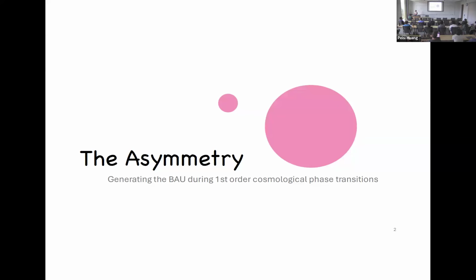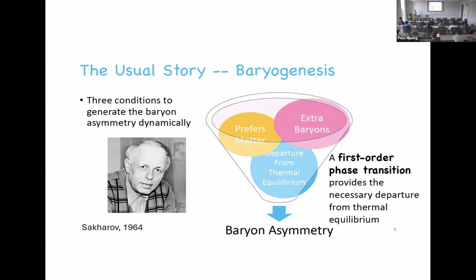One of the major motivations to study phase transition is baryogenesis. Matter-antimatter asymmetry remains one of the greatest puzzles in particle physics, and phase transition provides the right condition to address that. Here is the usual story for baryogenesis. There are three conditions to be fulfilled to generate the baryon asymmetry. The first one is we need the process to generate actual baryons, or baryon number violation. And then we need the process to prefer matter over antimatter, or CP violation. And then we need the process to take place out of thermal equilibrium. And a first order phase transition provides the necessary departure from thermal equilibrium.